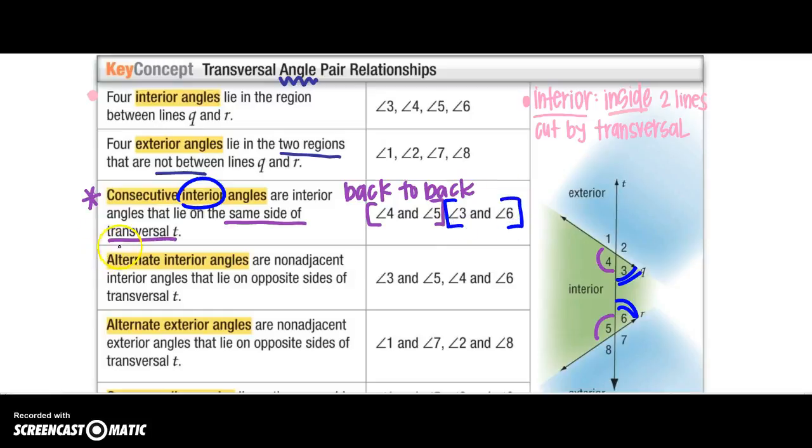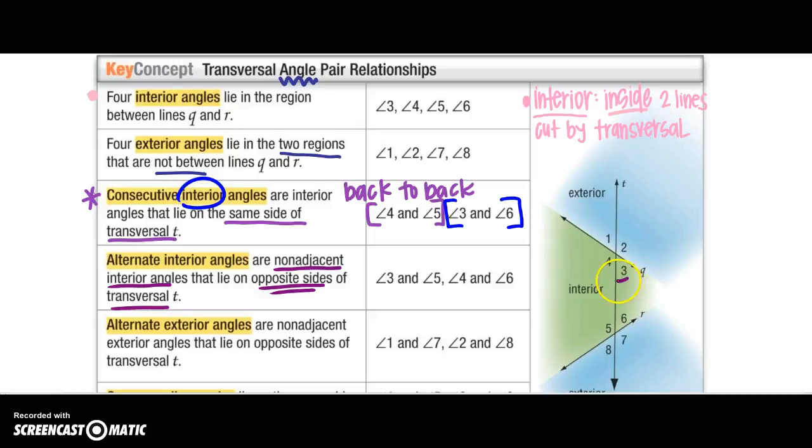All right, what about alternate? Alternate means I think of flip-flop or the next one. Alternate interior angles are non-adjacent interior angles that lie on the opposite side of our transversal. So let's look at some of those.